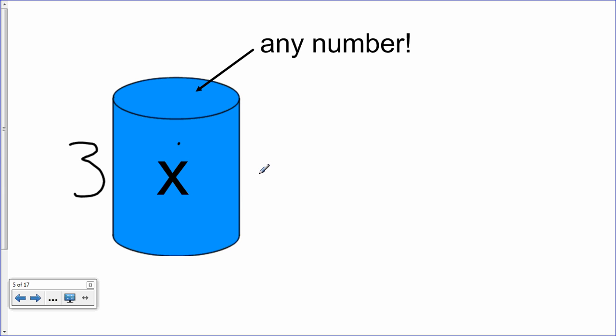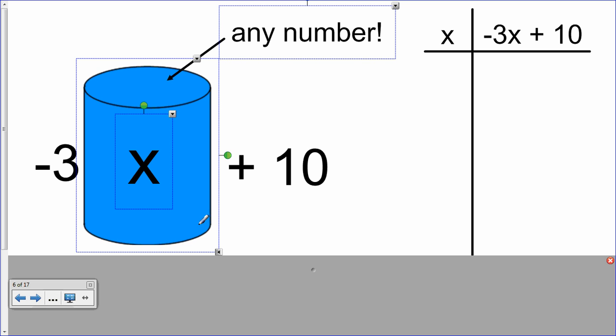Or you could subtract 10 from the number in the bucket. Or you could do both. In this case, we're multiplying it by 3 and subtracting 10. So let's consider that scenario. We have any number in the bucket, and we multiply the number by negative 3. On the previous page it said 3, but no big deal. We multiply the number by negative 3, and then we add 10.